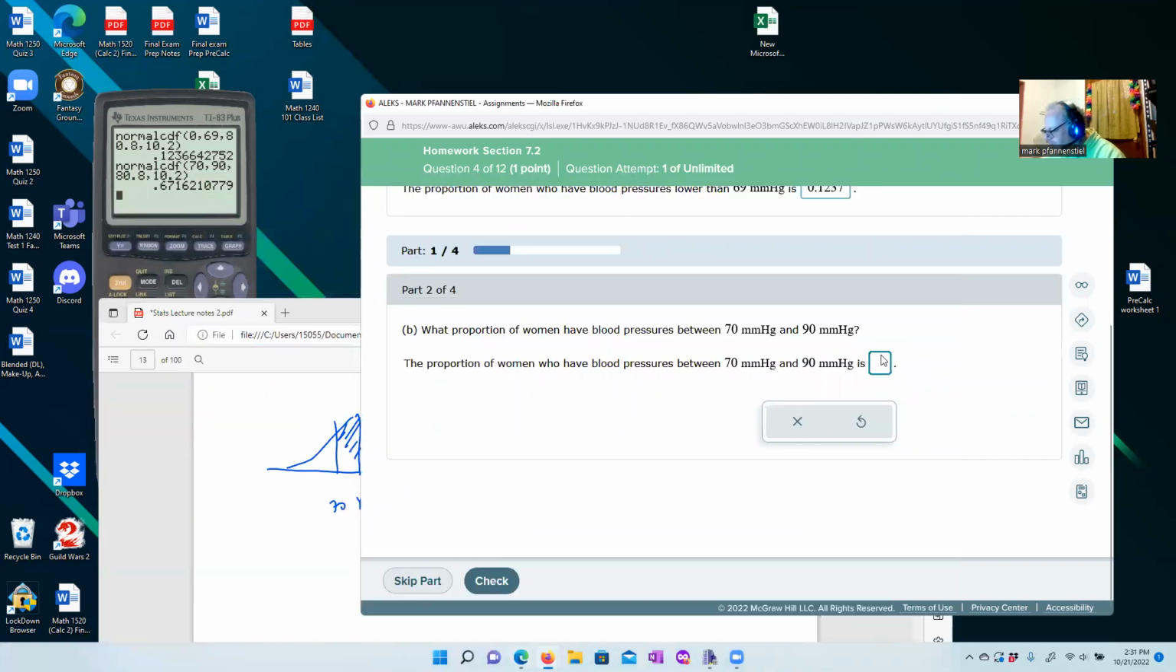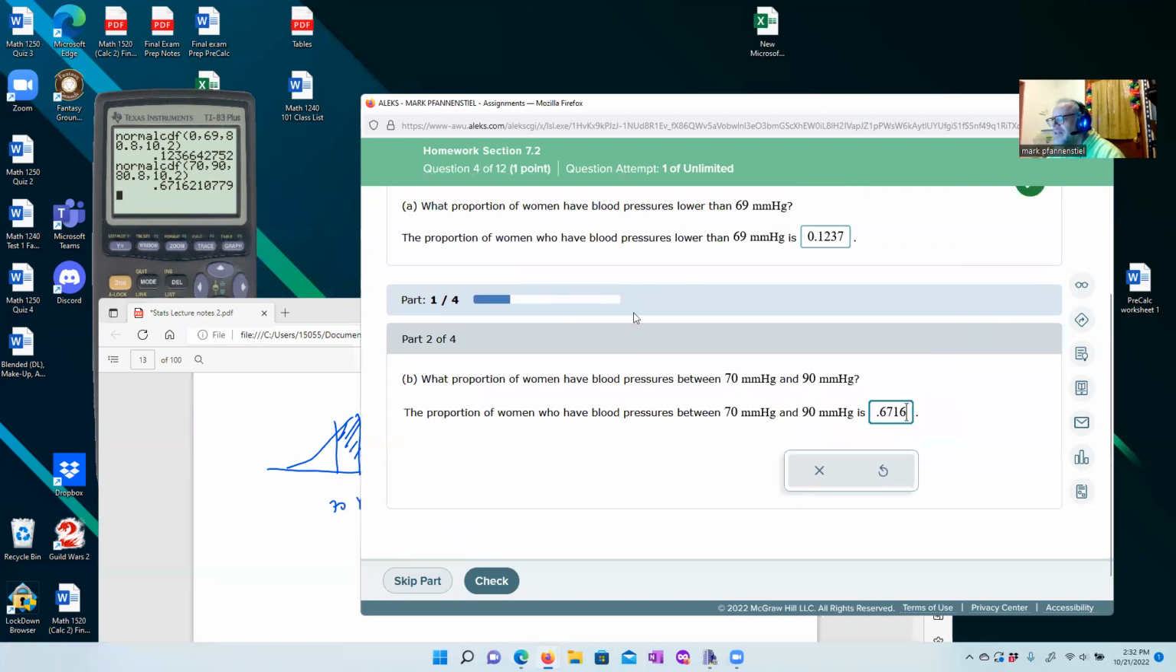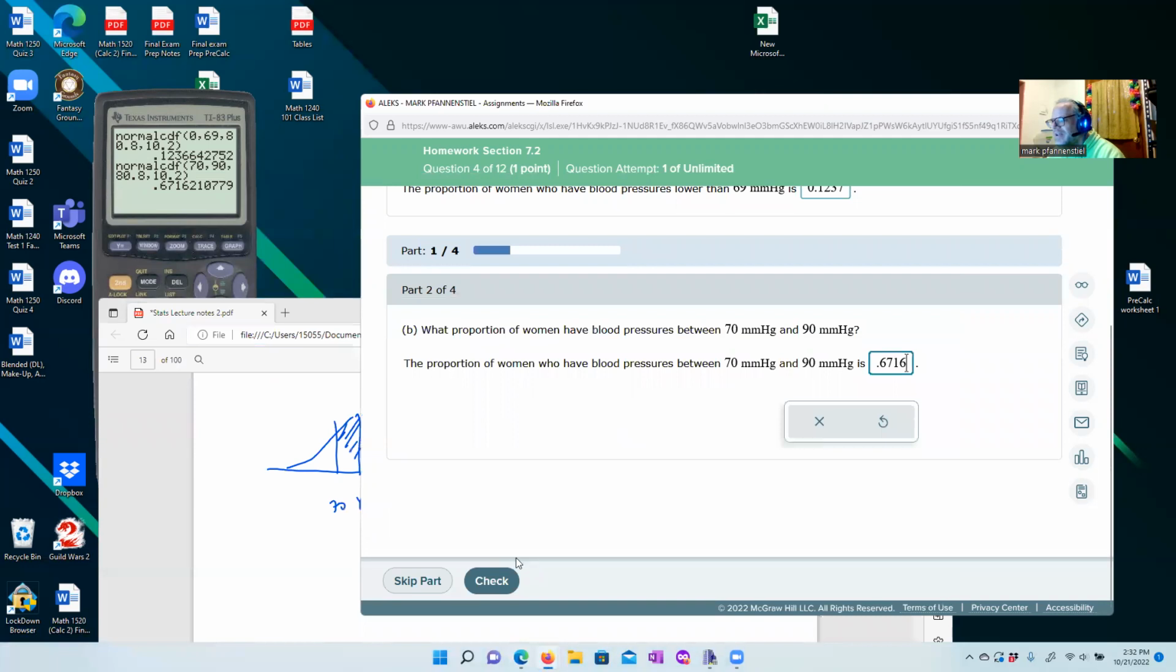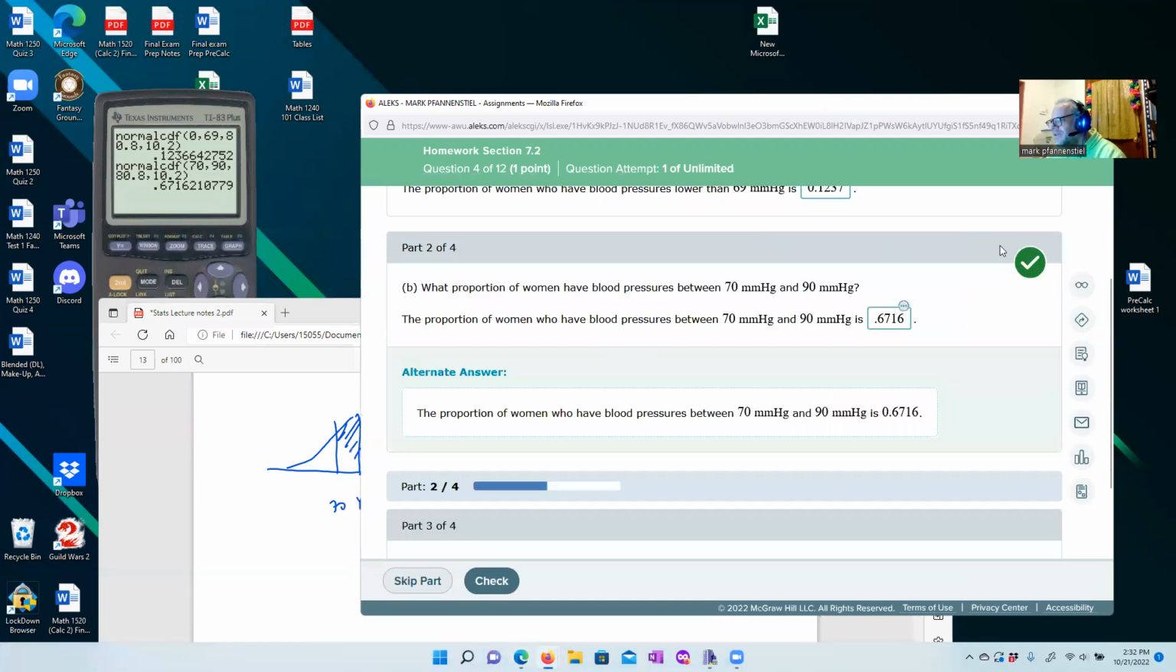So 0.6716. That's the 4 decimal places, so we'll go with that and we'll say check. Hooray, we got our probability. I should have put the leading 0 in there. I didn't do it this time.